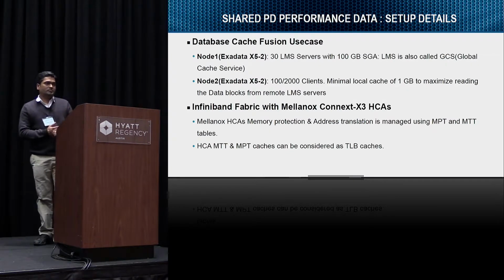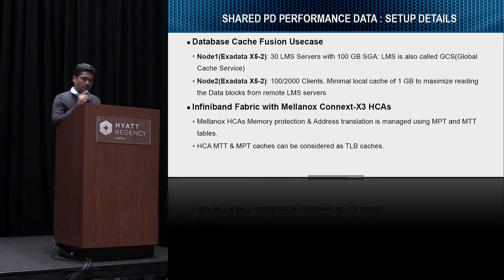Okay. So thanks, Jason. We thought, to demonstrate why we need this API, we should have some data to share, and thanks to our performance team, we got some data to share with you. This data is generated using the database cache fusion use case. The use case is a bit complex, but we tried to really capture the data which makes sense, and it's a slightly simplified view of the actual use case.